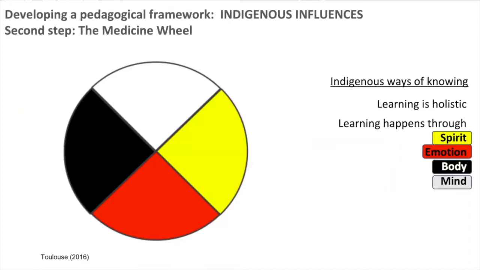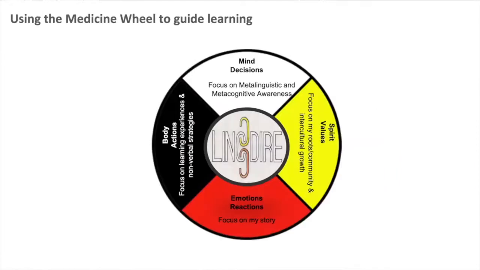So the spirit quadrant emphasizes the interconnectedness of all things, the importance of building relationships and learning both with and for the community. The emotional quadrant tells us of the importance of stories, images, visuals, even laughter in the language learning process. And the body quadrant reminds us that learning is embodied and cyclical, and it occurs in multiple ways and can take direct and indirect forms.